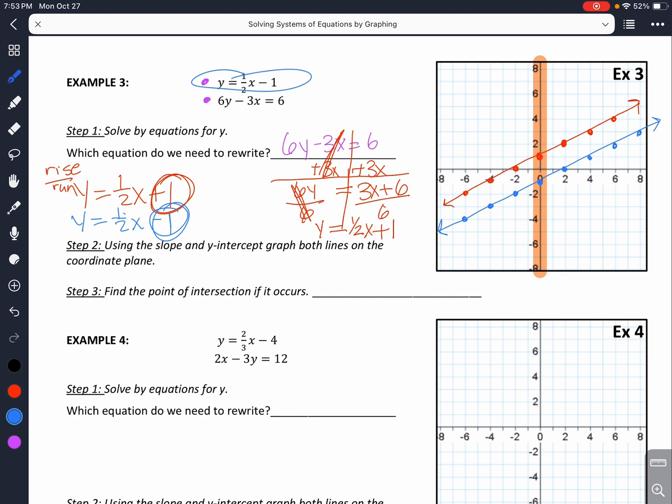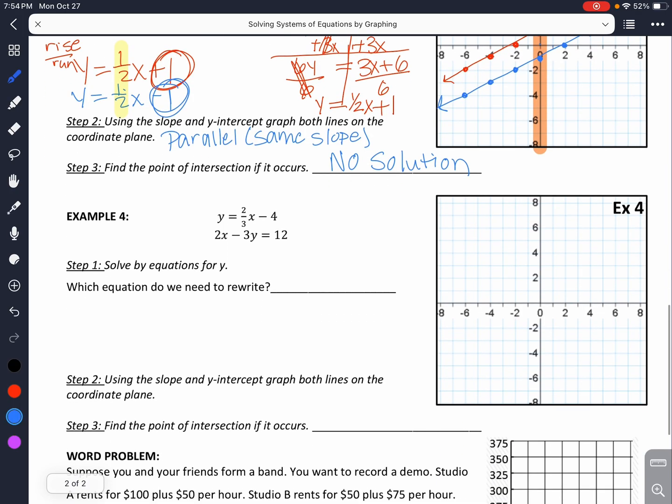Okay? So here, something strange happens. These lines do not intersect at all, ever. These lines are actually parallel. And we kind of got a hint here that they would be parallel because they have the same slope. Remember, parallel lines have the same slope, which means they never intersect. If you ever have it where the lines do not intersect, then this is no solution. That just means they never intersect, so there is no solution for them.